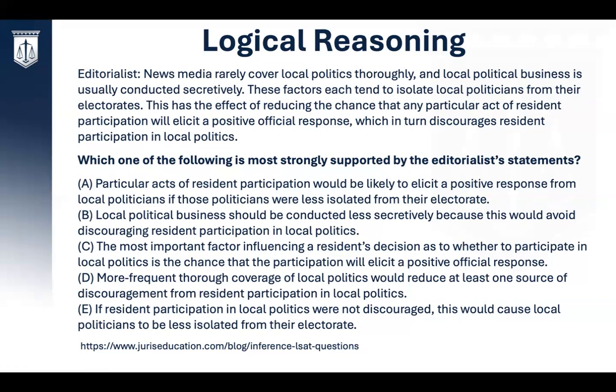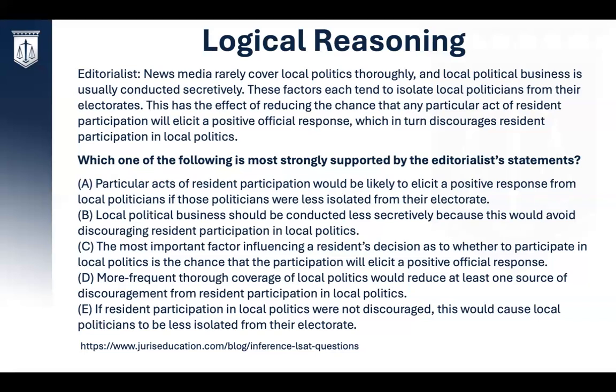Editorialist. News media rarely cover local politics thoroughly. Local political business is usually conducted secretively. This is a person's opinion. These factors each tend to isolate local politicians from their electorates. This has the effect of reducing the chance that any particular act of resident participation will elicit a positive official response, which in turn discourages resident participation in local politics. They love questions like this.